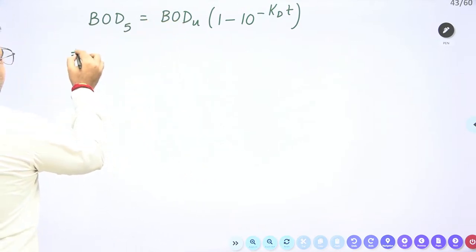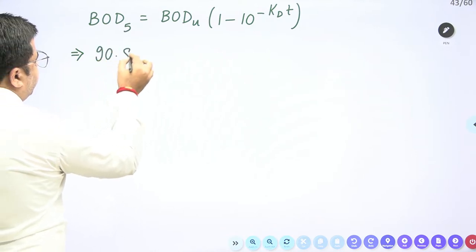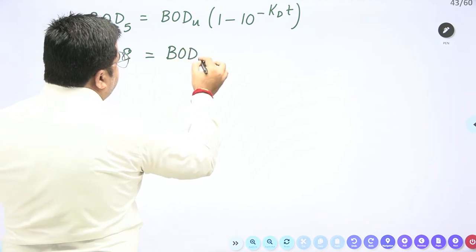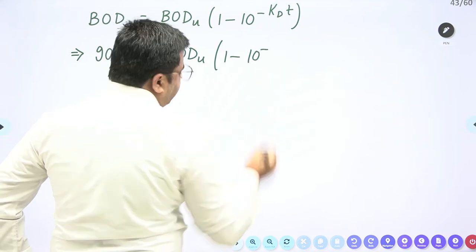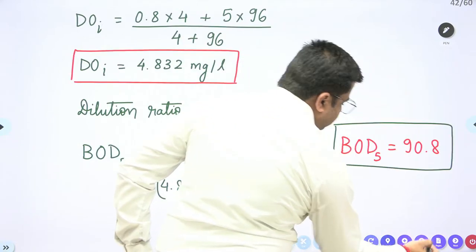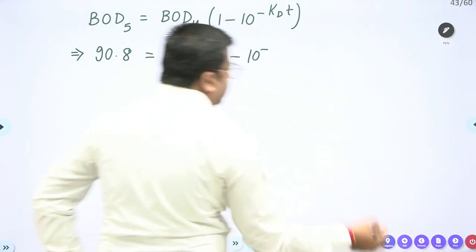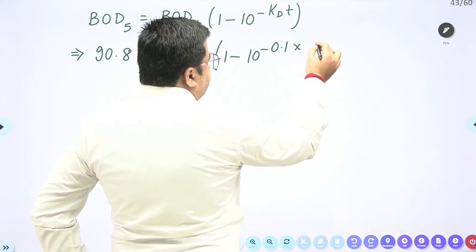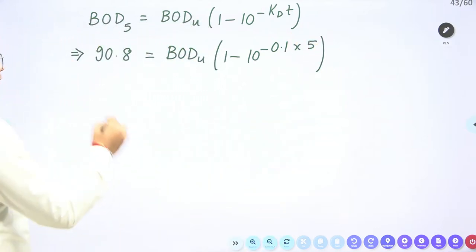So BOD5 is given as 90.8. BOD ultimate we need to calculate, into 1 minus 10 raised to power minus KD. The value of KD is given as 0.1 per day and the time is 5 days because BOD5 we have considered. Calculate the value of BOD ultimate.